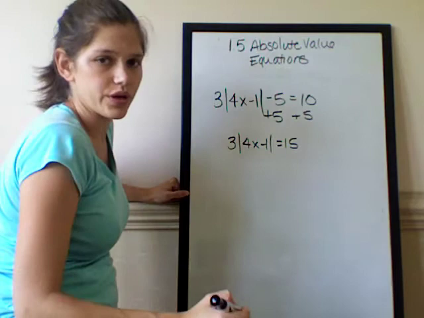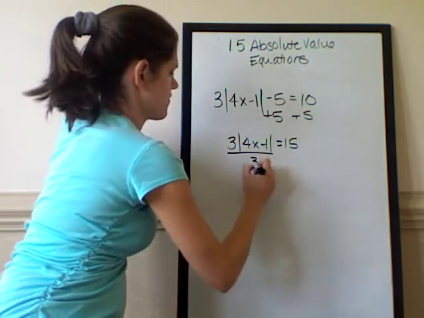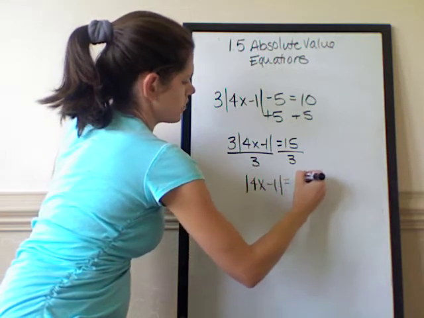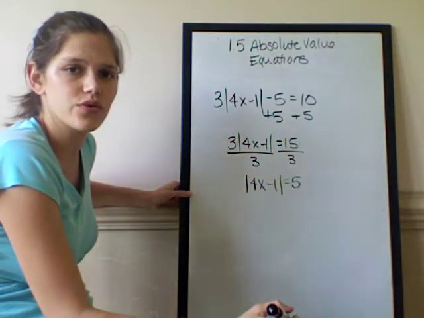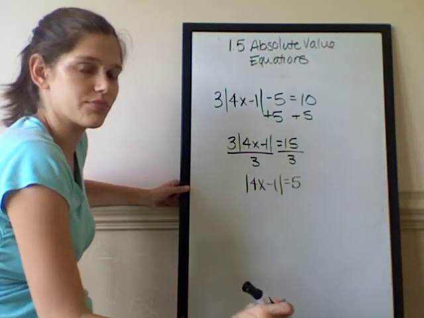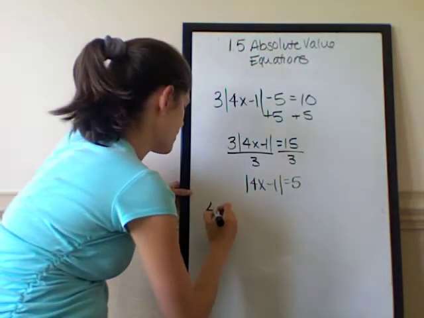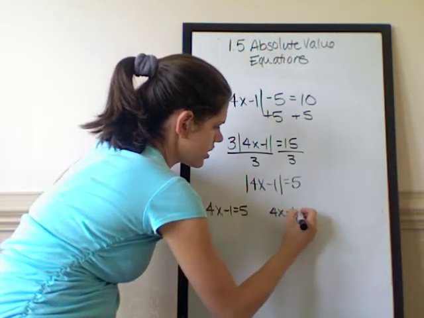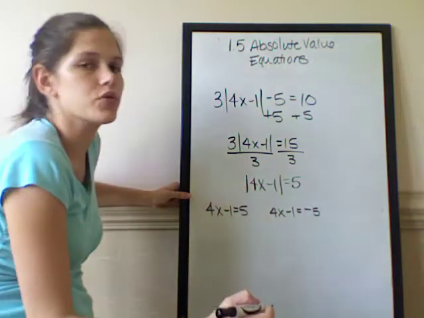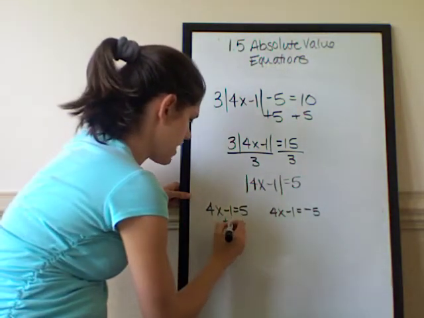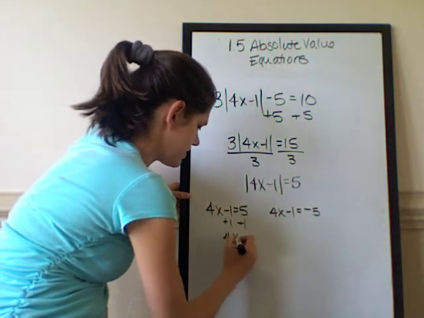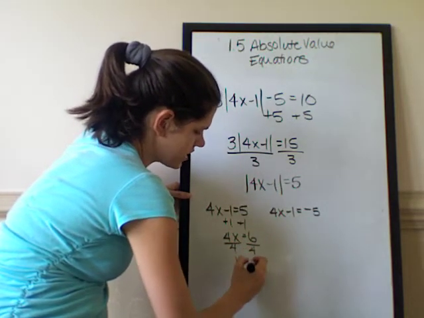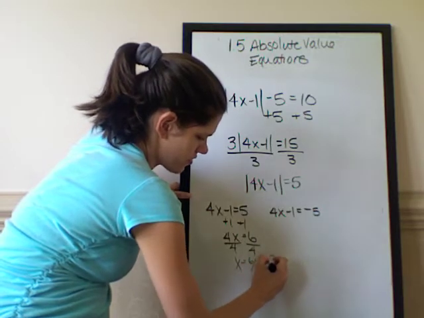Now I gotta get rid of the 3, so I'm going to divide by 3. Absolute value 4x minus 1 equals 5. I have my absolute value equation. Now I can rewrite it as the 2 separate linear equations. So I have 4x minus 1 equals 5, and 4x minus 1 equals negative 5. I'm going to solve from there. So adding the 1, we get 4x equals 6, dividing by 4, x equals 6/4 or 3 halves.